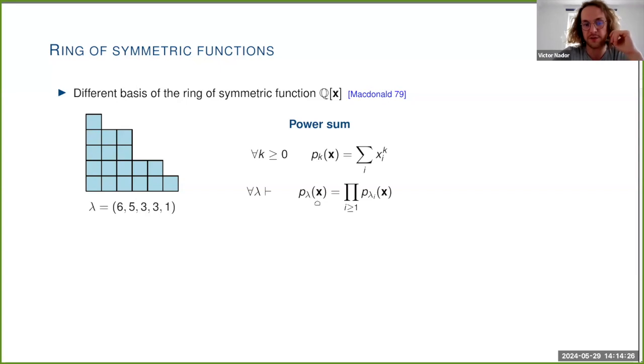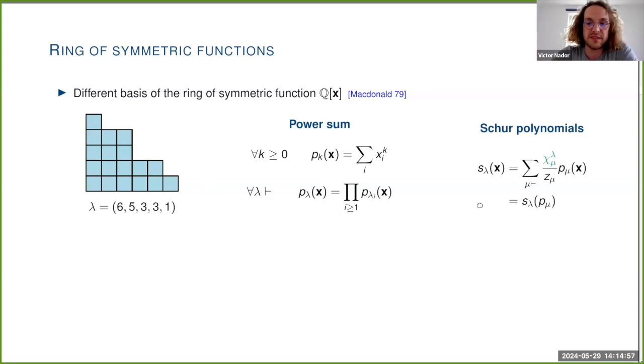It's because the power sum basis is multiplicative, in the sense that if you add a part of, let's say, 5 in my partition, then it simply corresponds to multiplying by a factor P5. So this makes it very easy to count my parameter. But if I want to exploit the algebraic property of my maps seen as a factorization of a permutation, then the basis of the Schur polynomial is more fitted.